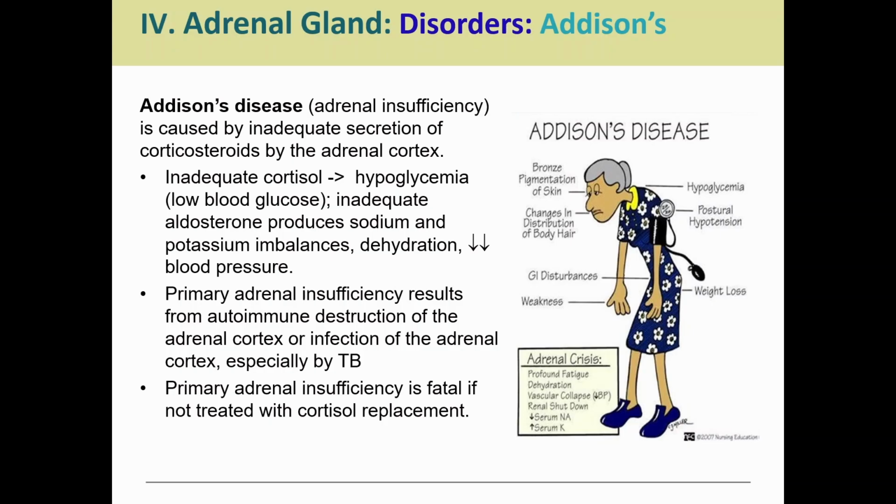Most of the time, this is from an autoimmune condition where the immune system is destroying parts of the adrenal cortex, or someone has an infection that has gotten to the adrenal cortex. This can be fatal if a person is not treated with a cortisol replacement, if they are just not producing enough. So Cushing's and Addison's are basically, in a way, opposites of each other, kind of, sort of, right? They're almost opposite of each other.